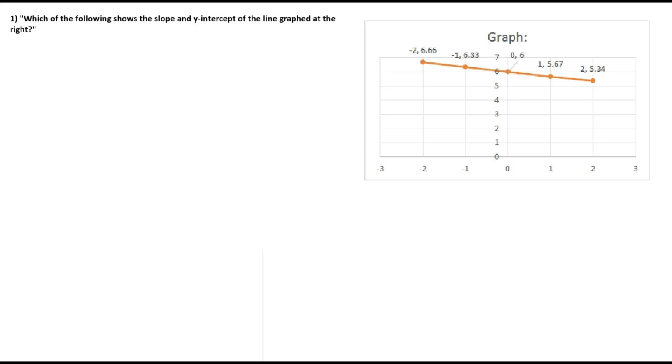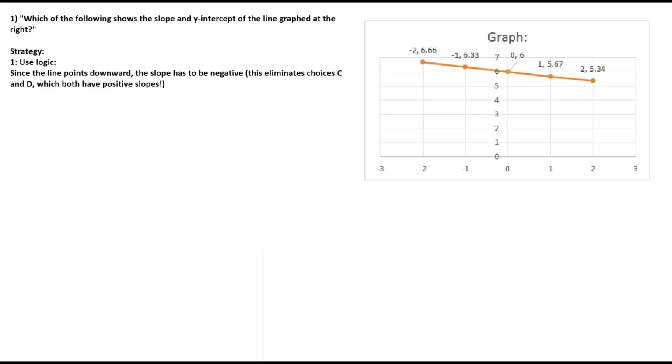The first thing we do before we do any math is to use some logic. Since the line points downward, that tells us that the slope has to be negative. You know immediately that the choices can't be C or D. Both of those answers have positive slopes. The slope is 6. So the question is assuming you'd get the y-intercept and the slope mixed up. We're not going to get caught that way. So let's go on to number 2.